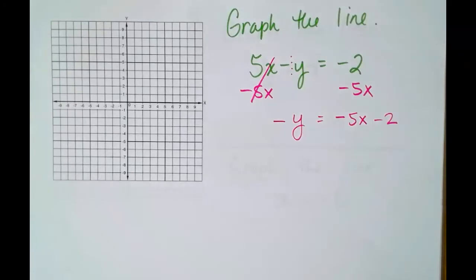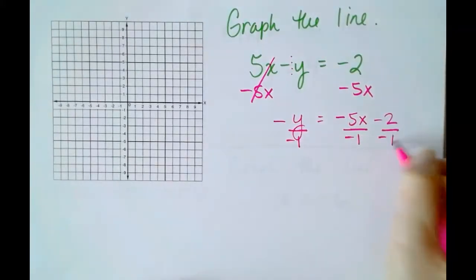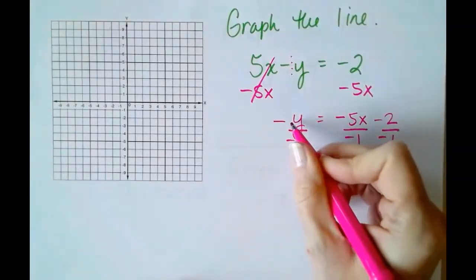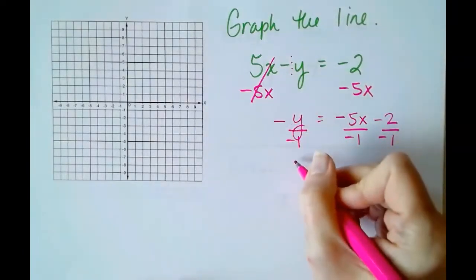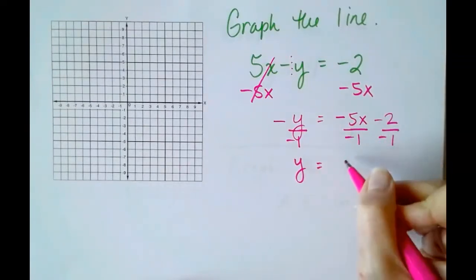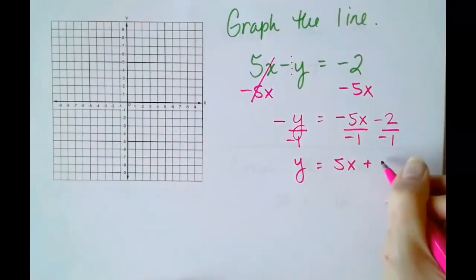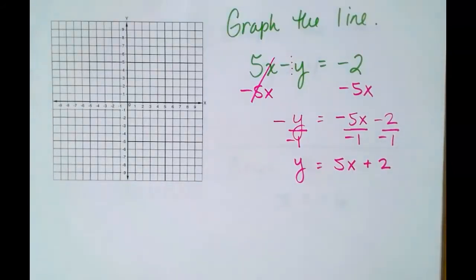We're not done yet because negative y means negative 1y. So we need to divide every term by negative 1. So negative y divided by negative 1 is y. Negative 5 divided by negative 1 is positive 5. Negative 2 divided by negative 1 is positive 2. So now we have solved for y in terms of x.